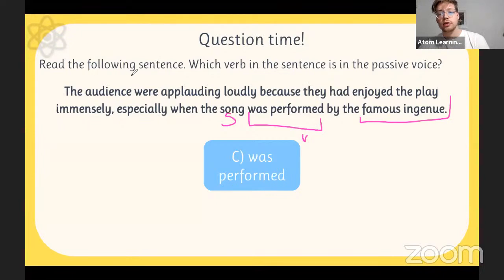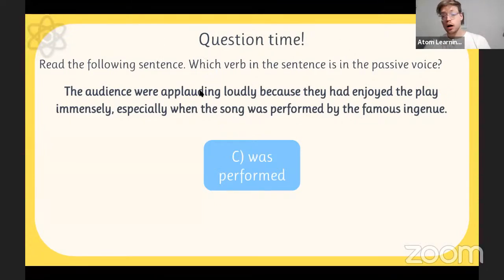Okay. So the audience were applauding loudly. That's a bit of a red herring, "were applauding". But if we think about it, the subject is the audience. And are the audience the people performing the action? I think you'll find they are, because the audience were applauding loudly. Boom, boom, boom. The audience were applauding loudly because they had enjoyed the play immensely. The audience are the people who are applauding. So that is the active voice.